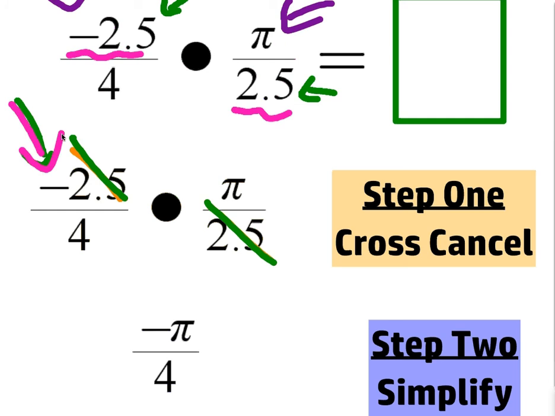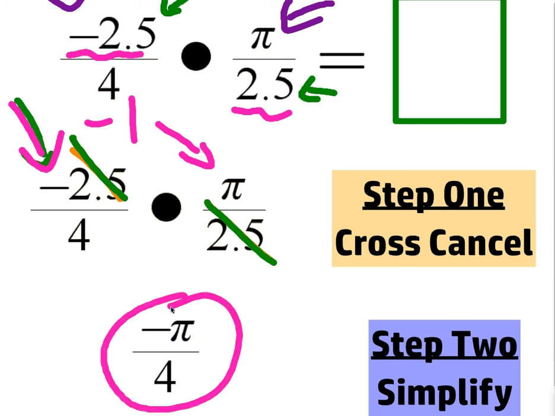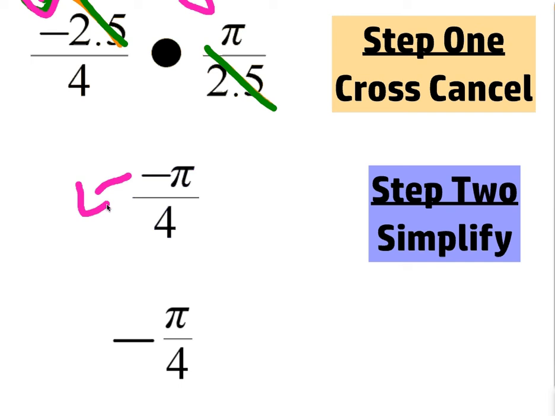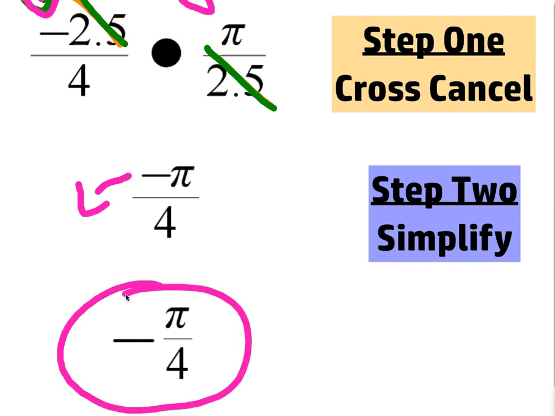And that's because the negative 2.5 divided by 2.5 is just negative 1, right? So negative 1 times whatever this is just going to give you the negative of that number. In this case, it's negative pi. And that's why that works that way. And we've already talked about negative 1 times anything is just the negative of that thing. So the answer is negative pi over 4. If you want to pull the negative out front, I like to do that. Therefore, this would be the final answer, negative pi over 4.